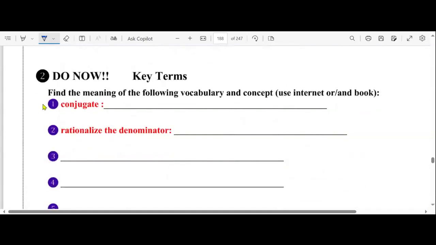And we have two key vocabulary words here: conjugate and rationalize the denominator. Please look on the internet or in the book to find the meaning of those two words. You have 2 minutes to get this.